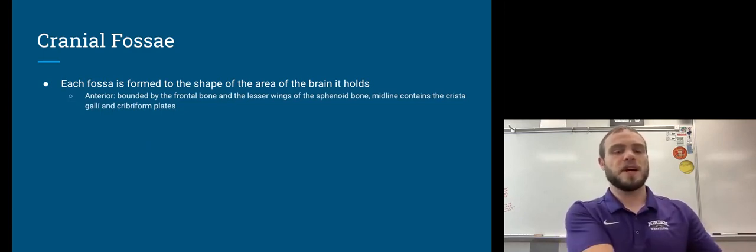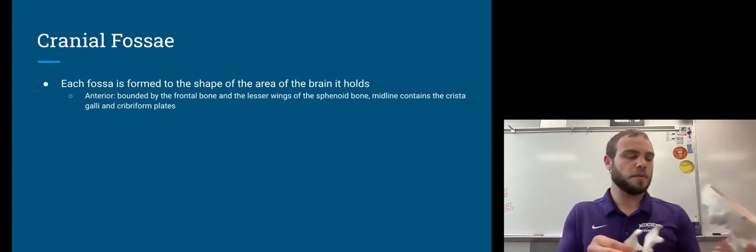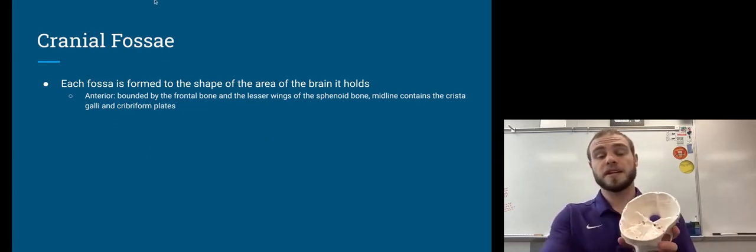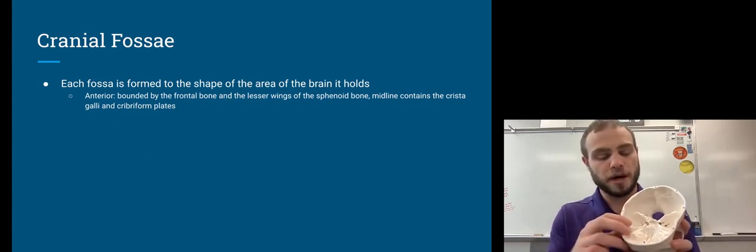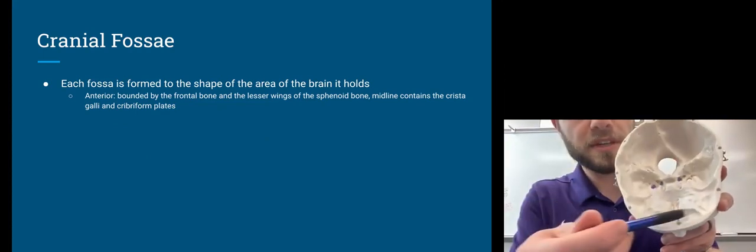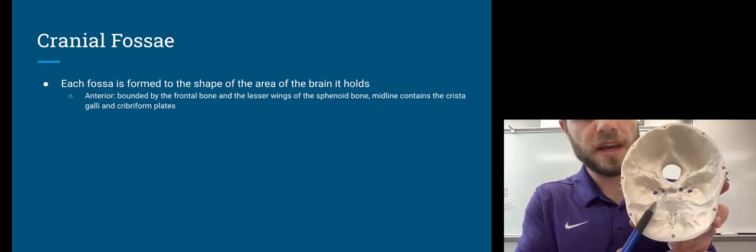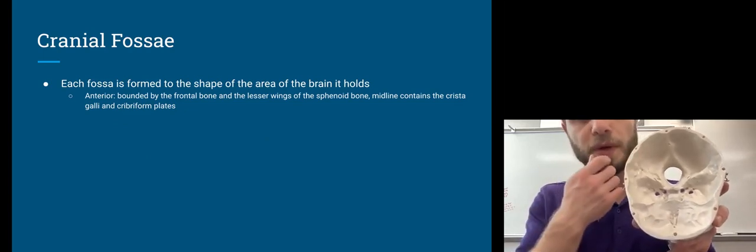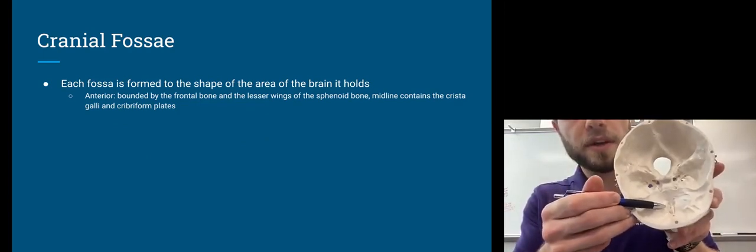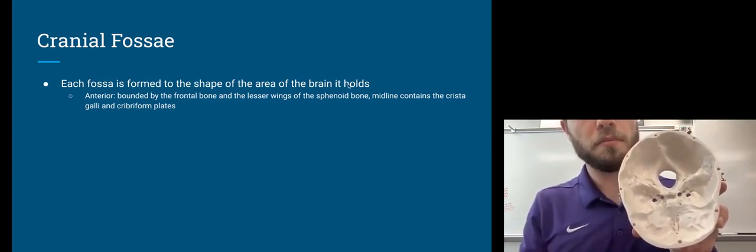So the anterior fossa is going to be bound by the frontal bone at the front. That makes sense because that's going to be the frontmost one. And on the posterior side, your anterior cranial fossa is going to be marked by the lesser wings of the sphenoid bone. You can see here, this is the anterior, here's our face. This would be the anterior cranial fossa, and you can see where those lesser wings of the sphenoid bone are going to mark the boundary. At the midline of the anterior cranial fossa is going to be the crista galli and the cribriform plates. Remember, those are part of the ethmoid bone.